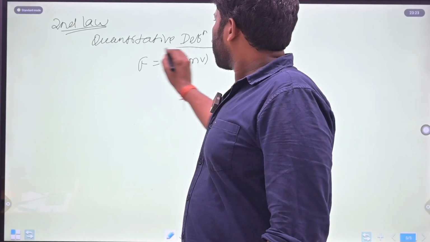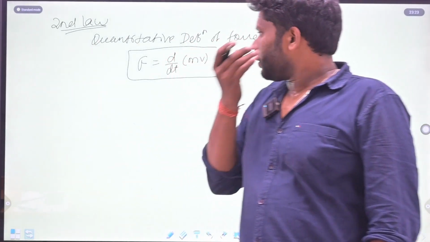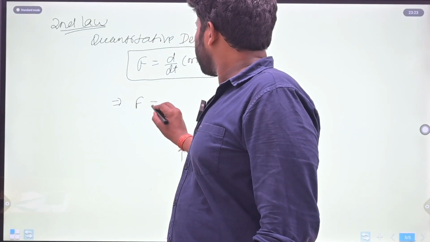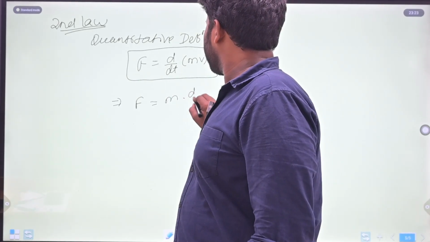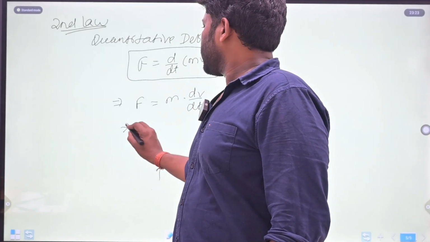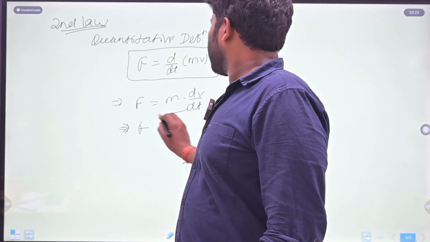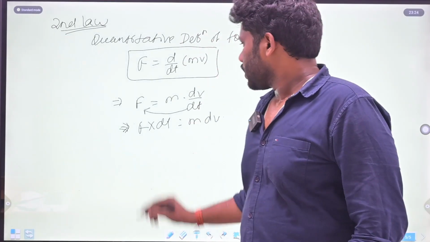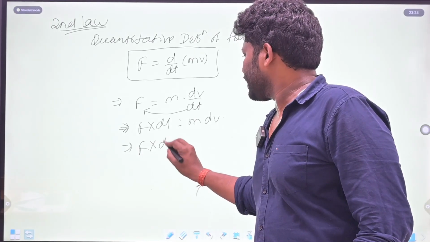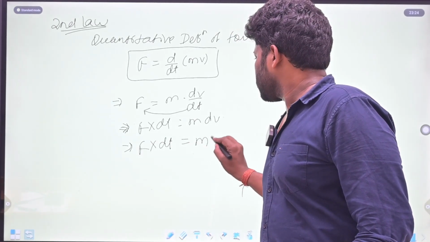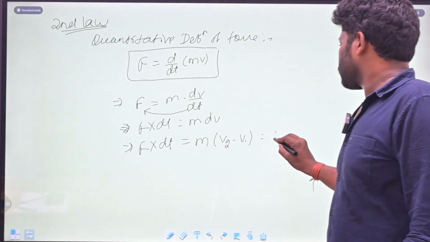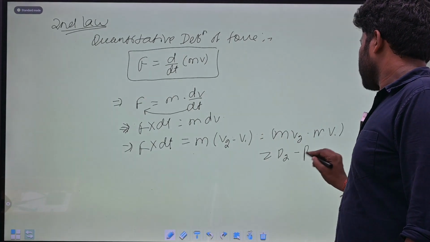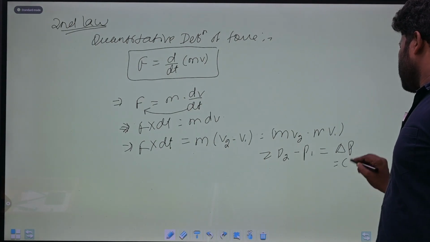You have to derive this definition according to the calculation you studied, to find what F will be. If we consider mass constant, F is equal to m into dv divided by dt. Bringing dt to the other side, F into dt is equal to m into dv. That is, force multiplied by change of time is equal to mass multiplied by v2 minus v1, which is equal to m v2 minus m v1, which is equal to p2 minus p1, which is equal to delta P, or change in momentum.